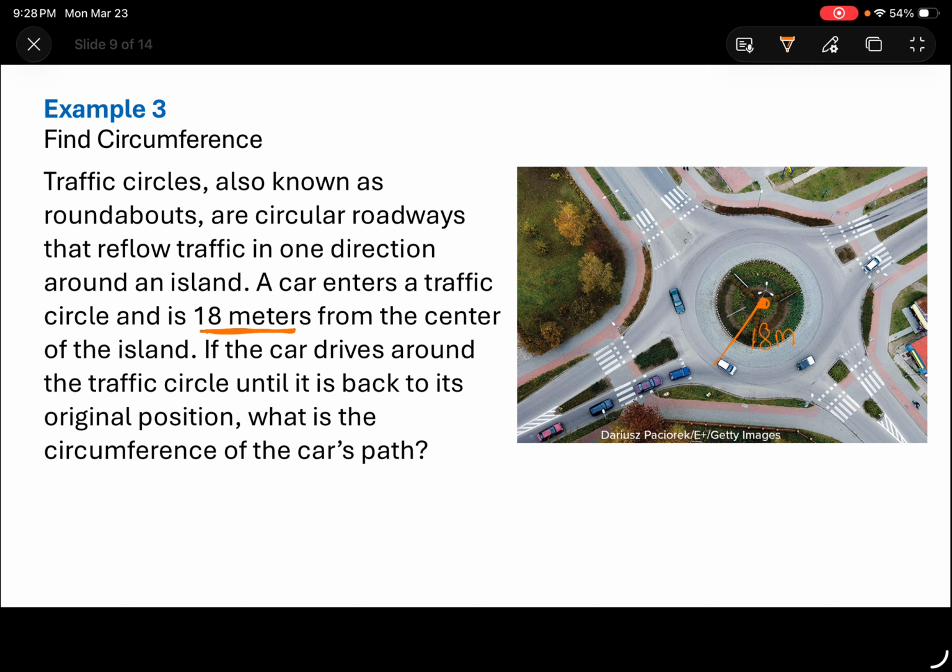And if the car drives all the way around the traffic circle, they want to know what is the distance the car traveled. Well, the perimeter of the circle, or the circumference of the circle, is equal to pi times the diameter, or 2 times pi times the radius. If the radius is 18, the diameter is 36, so pi times 36, or 36 pi, will be our answer in meters.